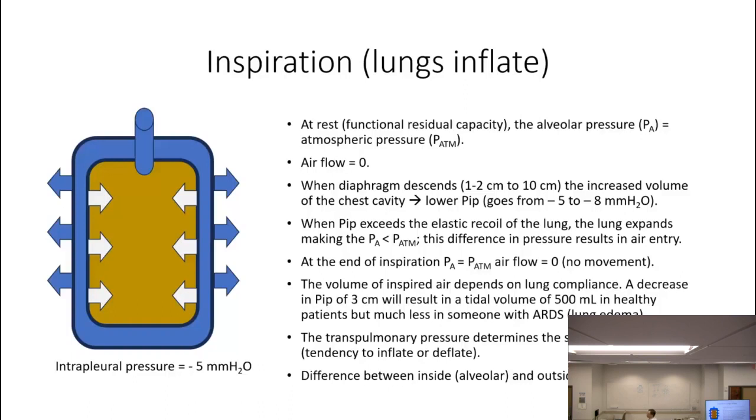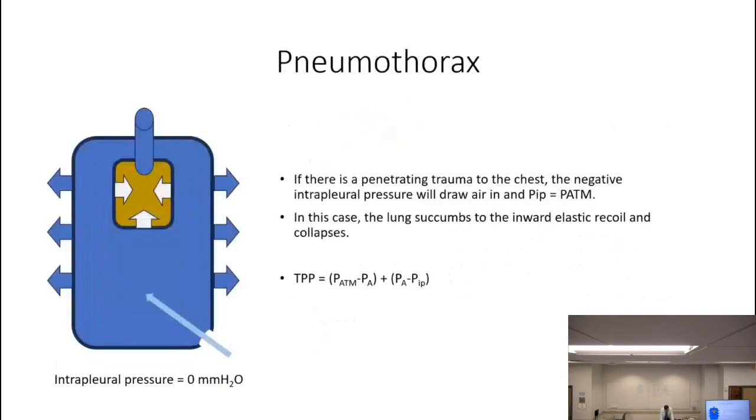-5 millimeters of water. But if there is a trauma to the chest wall, the pressure in the pleural space is going to be equal to the atmospheric pressure. So now we don't have any transpulmonary pressure difference, and that will leave the elastic tissue of the lung free to collapse when it overcomes this transpulmonary pressure.